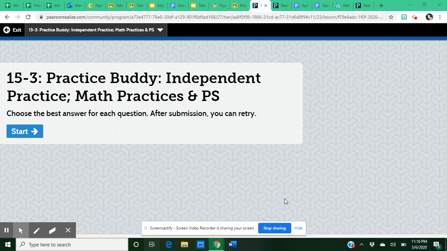Today we are working on lesson 15-3. Now I'm skipping straight over our solve and share and the workbook stuff today and going straight into the problems on the practice buddy because I think that doing it this way will help you see some examples of what you're actually going to be doing, as well as show you how to work one of the tools that we'll be using with this today to help us.